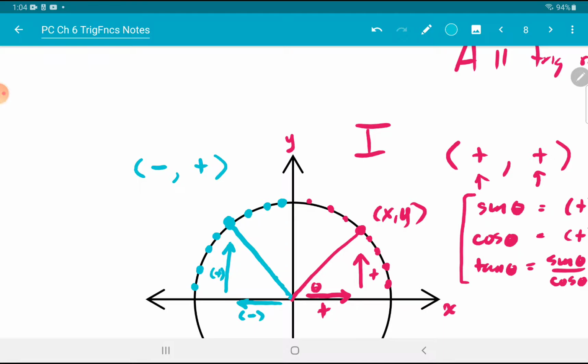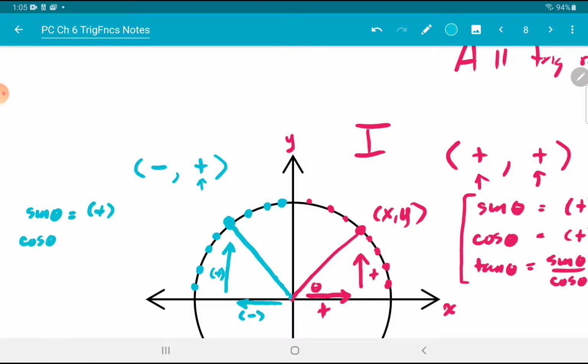Well, because we've established that any ordered pair in this quadrant will always be negative comma positive, then again, looking at our trig ratios, what we can see is that in terms of sine of theta, sine being the y value, we see that sine is a positive value.